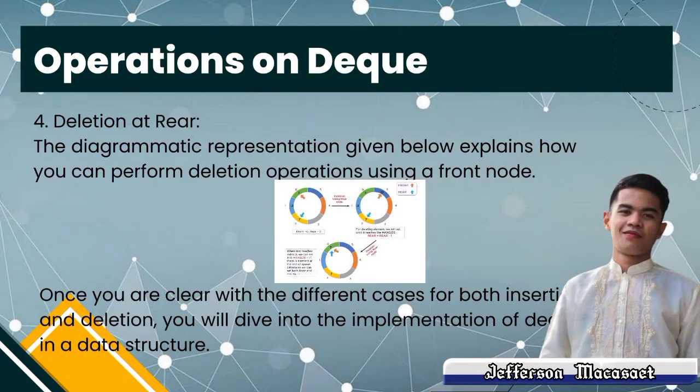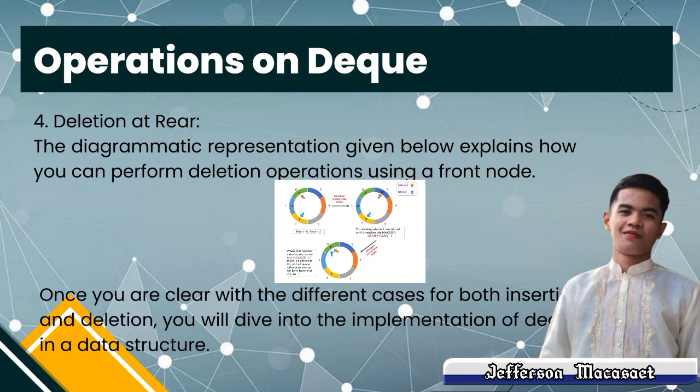4. Deletion at rear. The diagrammatic representation given below explains how you can perform deletion operations using a rear node. In this example, the rear node is at index 2. To perform the removal of elements, reduce the location of the rear pointer until it arrives at index 0. Once it reaches index 0, you will either set it to max size - 1 if there is an element inside the queue, or to -1 along with front equals -1 if there is no element inside the queue.